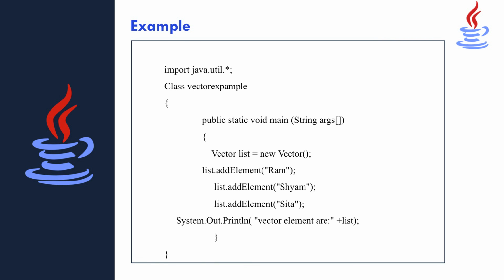We define Ram in double quotes, which is a string. As we know, a string is also an object in Java. Then similarly we can add other elements, Shyam and Sita. Then finally we are going to print the list, and the output of the program will be Ram, Shyam and Sita.